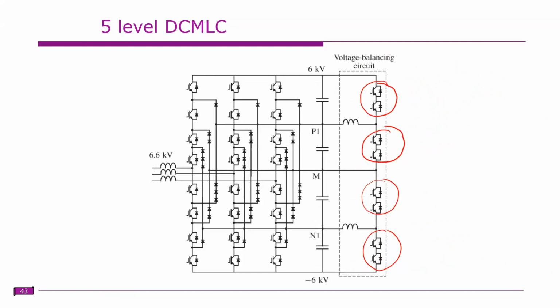So that's why these balancing circuits are expensive. Here, it is almost 8 devices additional, so the cost of an additional phase leg is required. Along with that, you require some inductors. This will increase the cost as well as the weight of the converter. So that's why in most applications we are limited to 3 level.